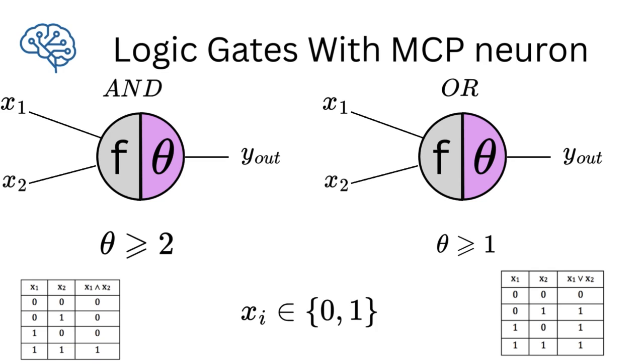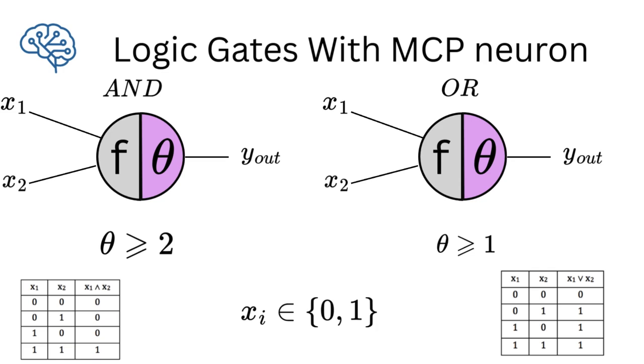Again, we take two binary inputs x1 and x2. The neuron adds the input values just as before. If either x1 or x2 is 1, or if both are 1, the sum will be at least 1. So we set the neuron threshold to 1.